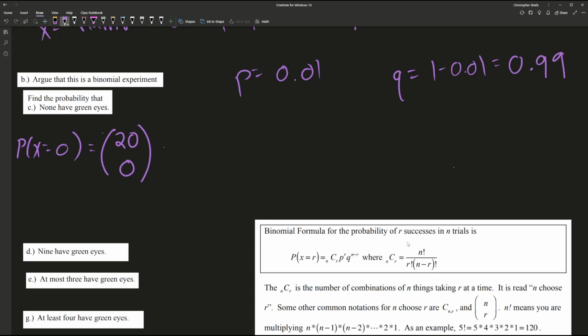p to the r power. So this is going to be 0.01 to the r power, and r is 0, times q to the n minus r power. So this is 20 minus 0, which we know is just going to be 20.